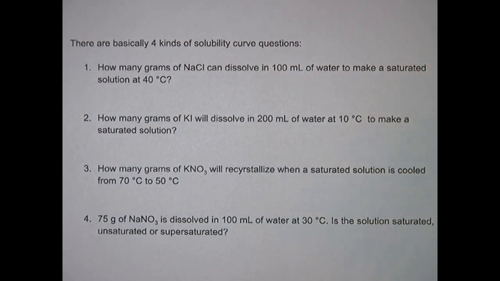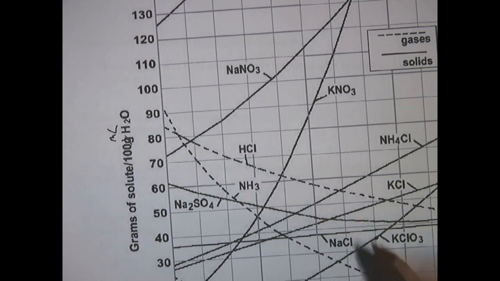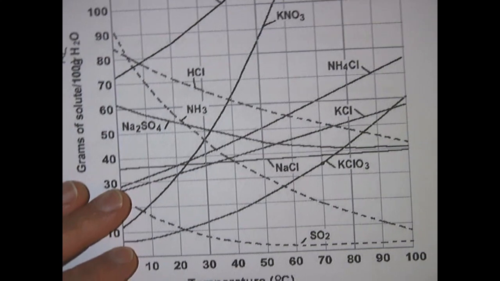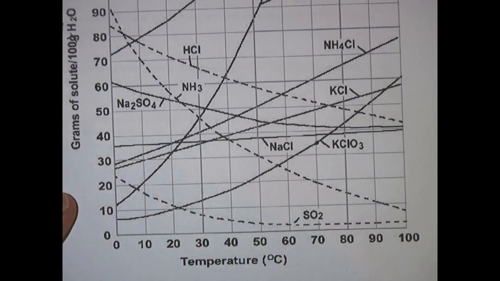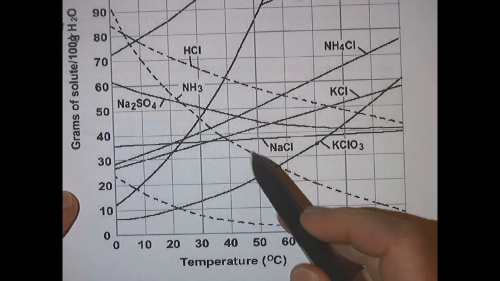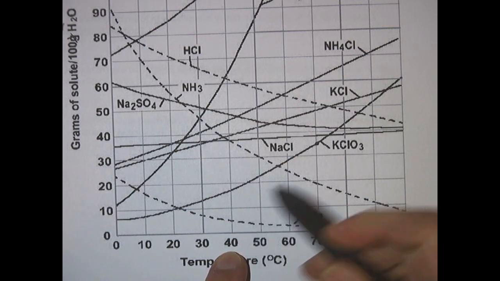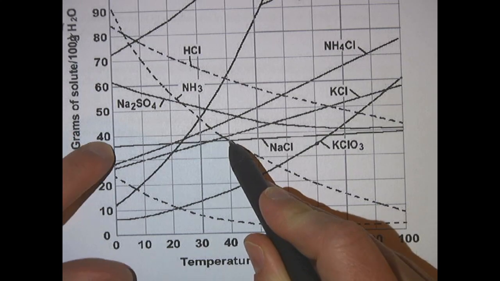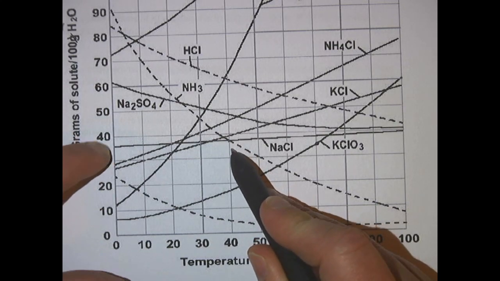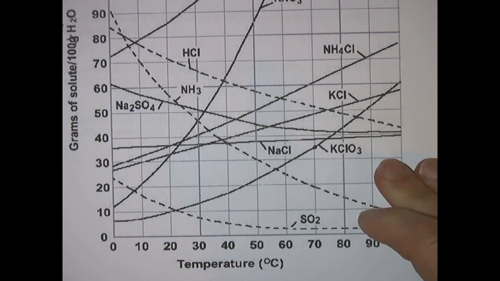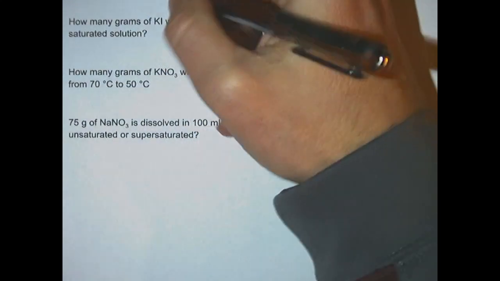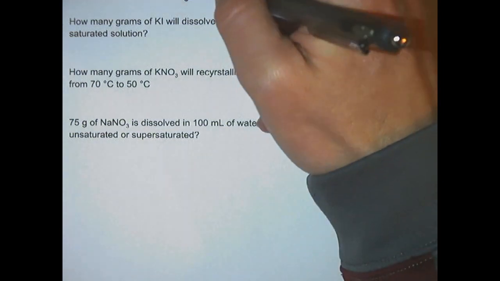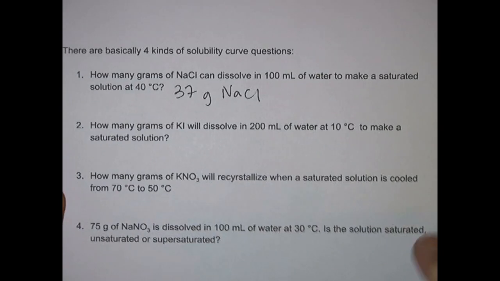So the way that you solve a problem like that is you go to 40 on your graph. Sorry, there we go. 40 on the graph, and then you go up to find the NaCl line and you see where they intersect. So 40 and NaCl looks like it's about right here, and that to me looks like, I don't know, it's just above 35. You want to call it 36 or 37, that's fine. So I'll call it 37. So 37 grams NaCl. Oopsies, you can't see any of that. There you go.